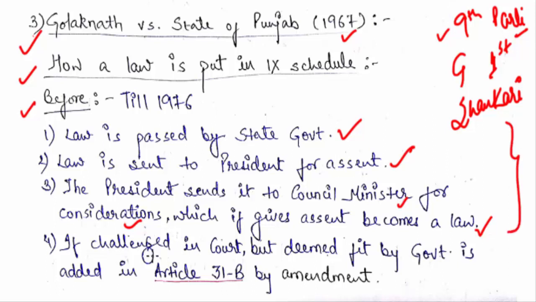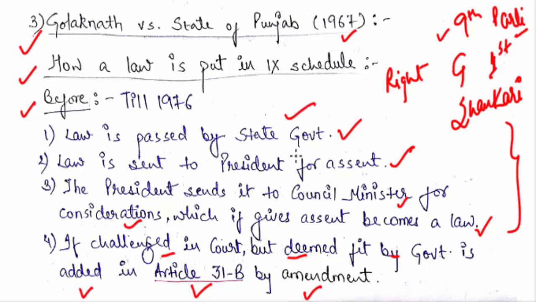Now if challenged in court, if there is a possibility that the particular law breaches a fundamental right of any sort, and up to the Golaknath case the right to property is also a fundamental right. It was deleted in the 44th Amendment. So up to this time, 1967, the right to property is also a fundamental right. If the government feels that this particular law violates a fundamental right but at the same time is necessary for the greater good of society, it may seem fit to the government, and then the government will add the particular law, say any law related to land reform, in Article 31B by amendment, right? That is the process.